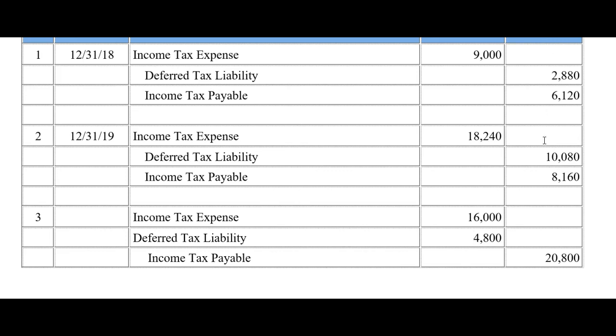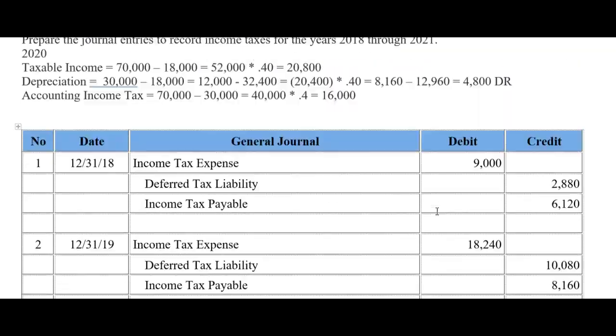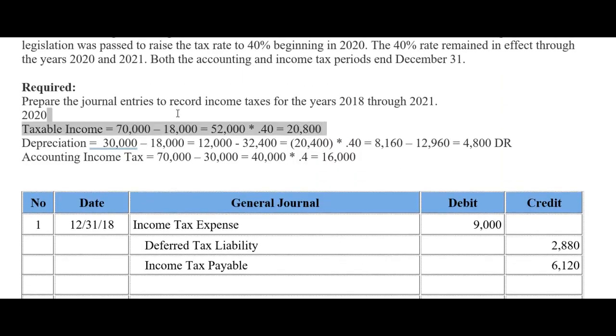So here, we've created the deferred tax liability. Now we're actually starting to reduce it because now we're having to pay more to the government than what we report on our income statement. All right. And the last year would be very much the same. So we're going to go in.